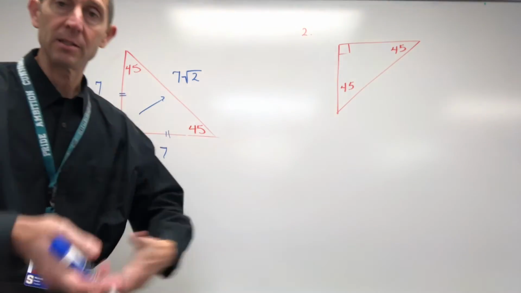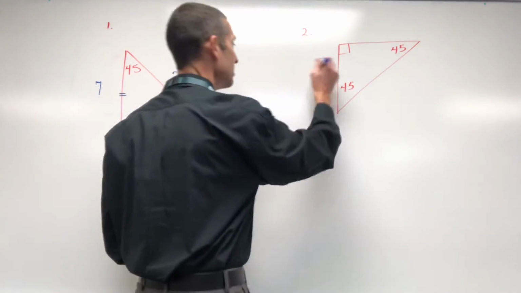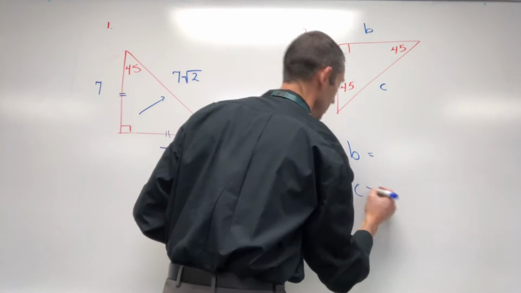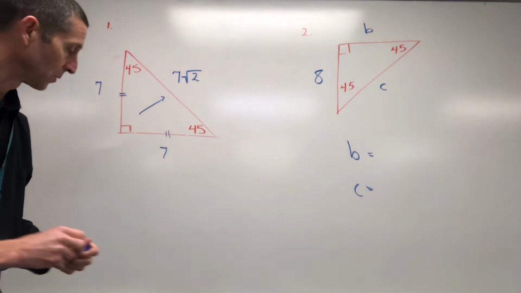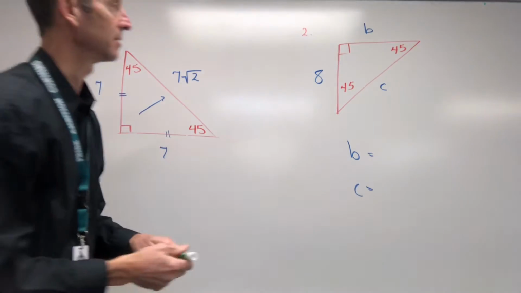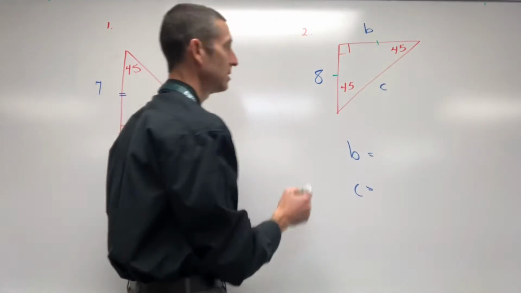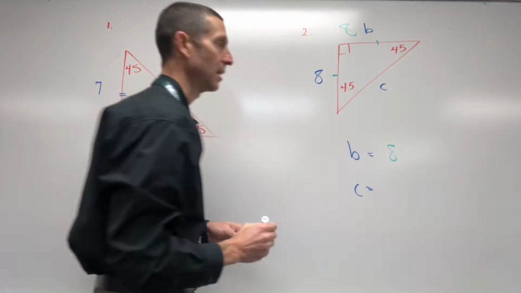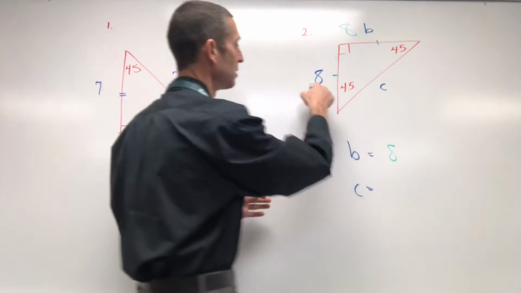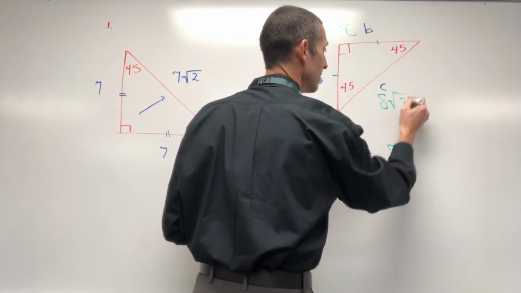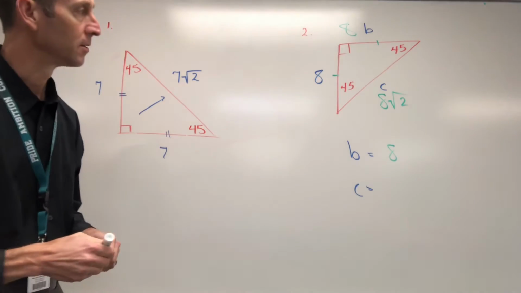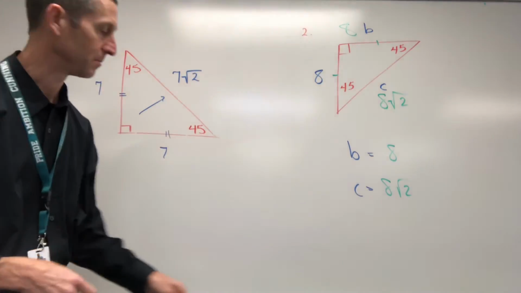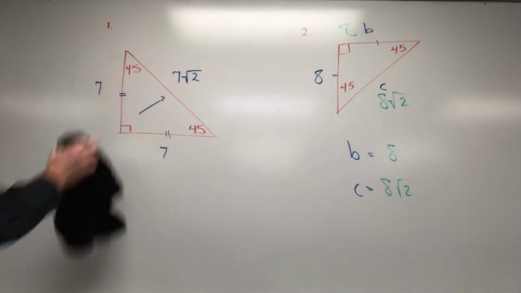So how it looks on an assignment or a test is I'll give you one side is 8, here's a B, here's a C, and you got to solve the other two sides. So you look at it like, oh, I got this. I know these two sides are the same, so if this is 8, that's 8, so B is equal to 8. And then you just grab whatever you've got, 8, and multiply in square root of 2. So 8 square roots of 2 for your hypotenuse. All right, let's do some more of these.